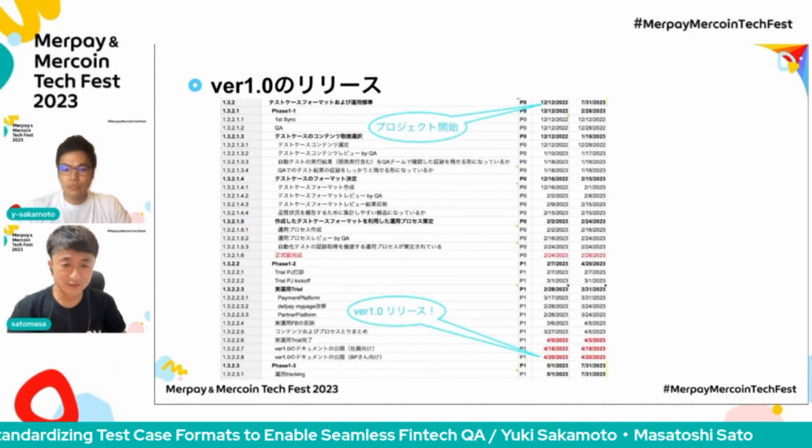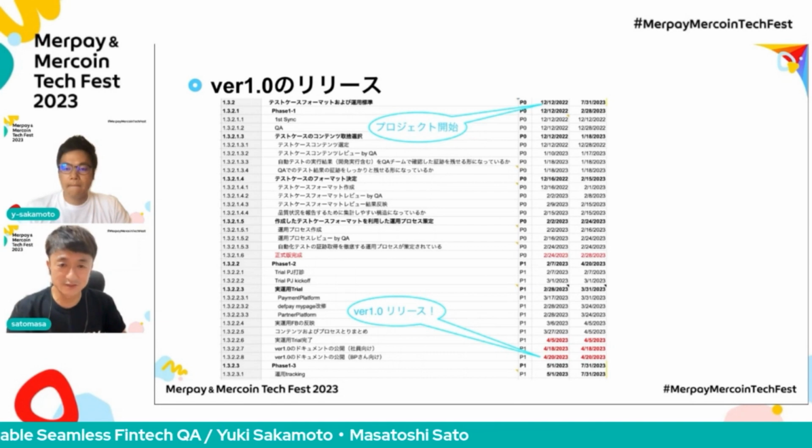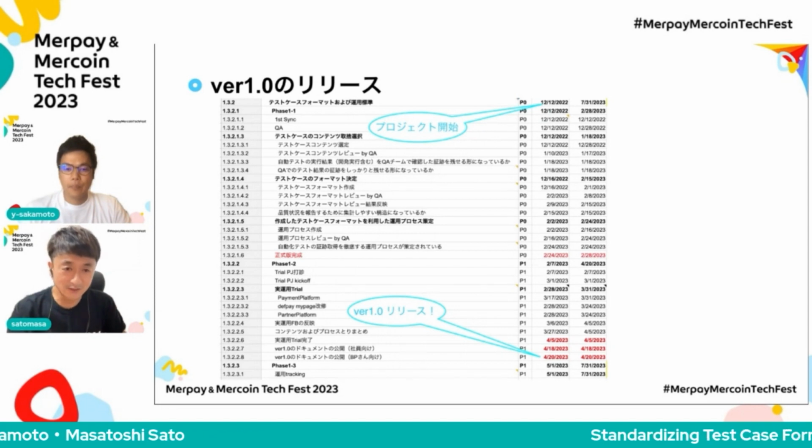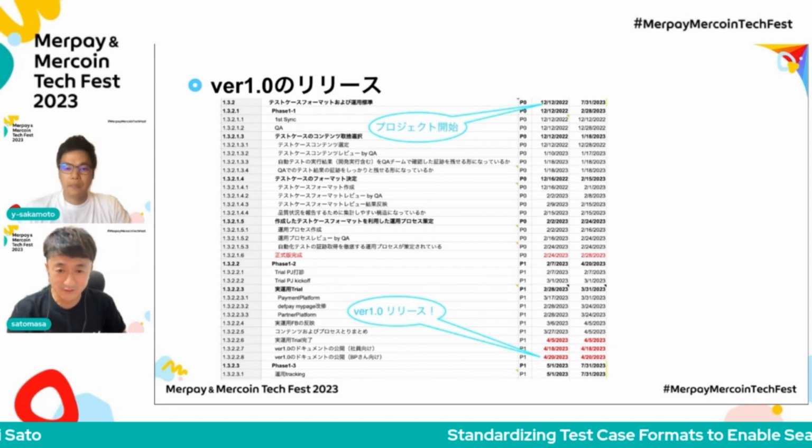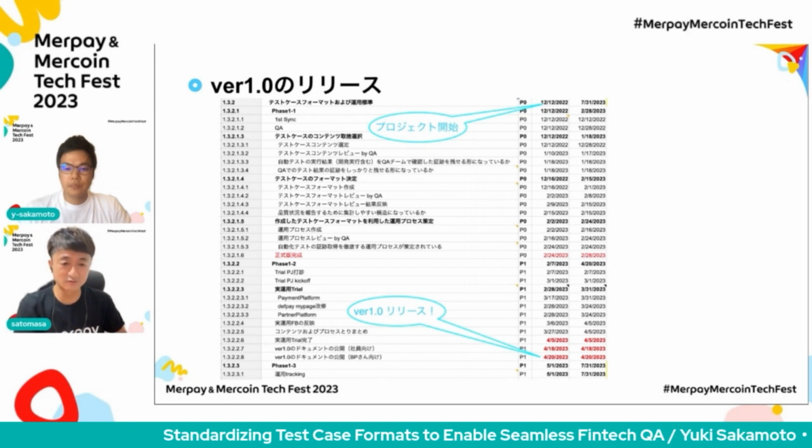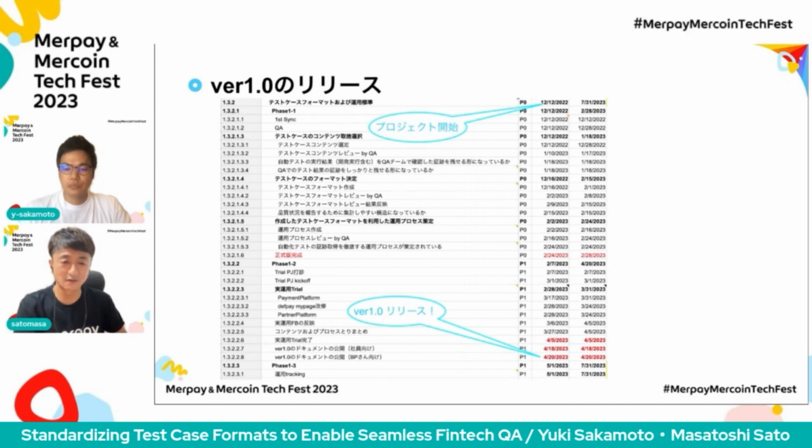This is the project timeline sheet. The project started on December 10th, 2022, and after several phases, the version 1.0 was released on April 20th, 2023.